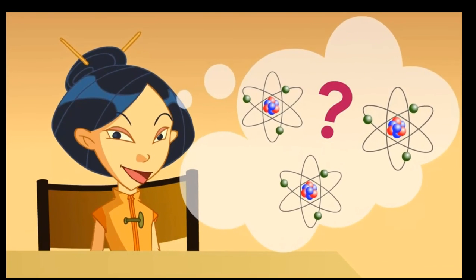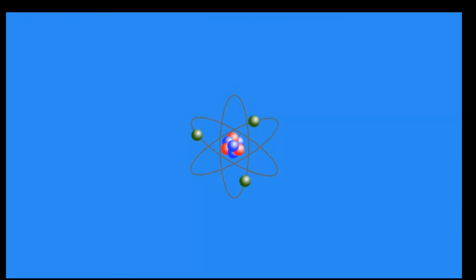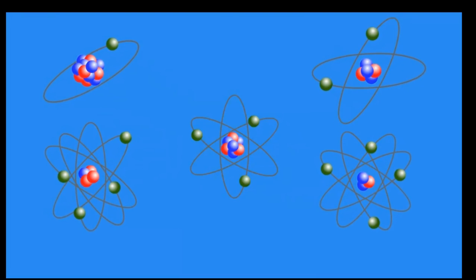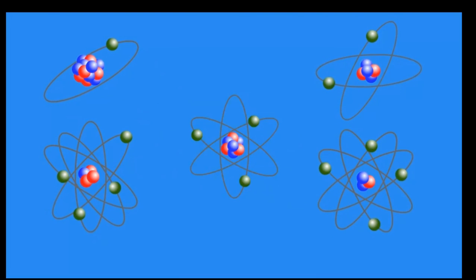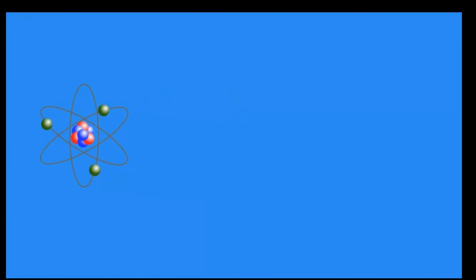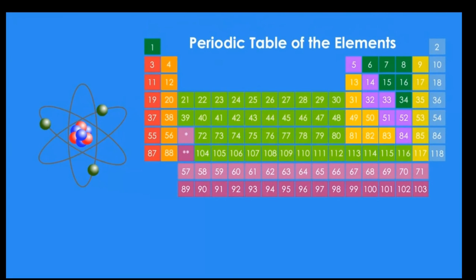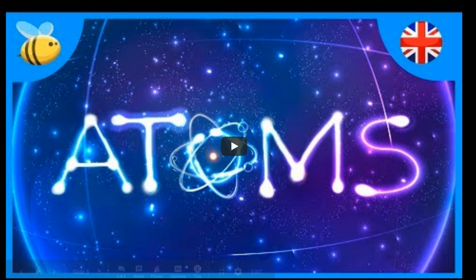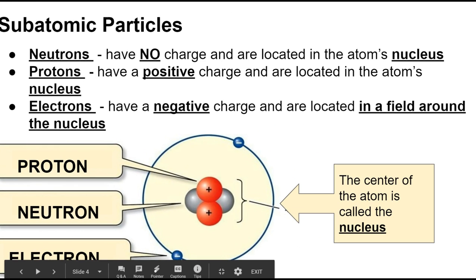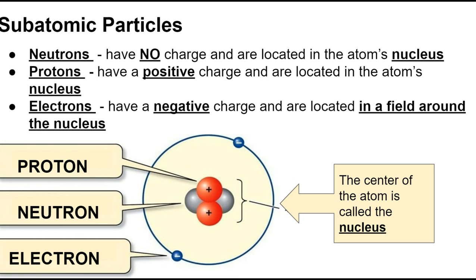Are all atoms the same? No. There are atoms with more or fewer electrons, protons, and neutrons. And they are very different from each other. To classify and study all the atoms known, they've been grouped into a table, known as the periodic table of the elements. We will be talking about the periodic table of elements soon, but let's just recap all the things we have learned about the parts of the atom so far.